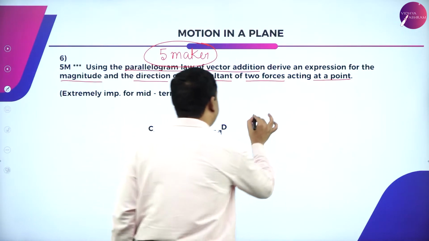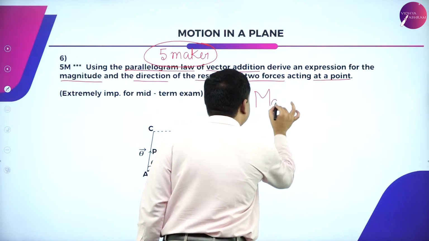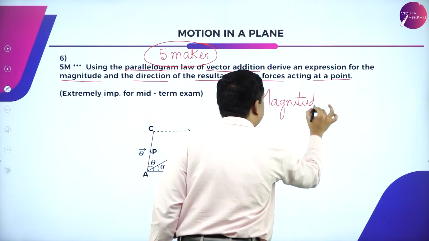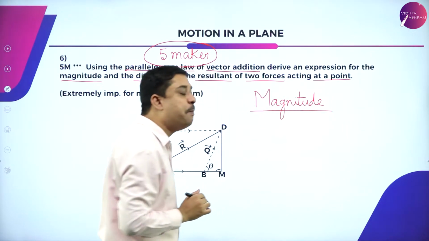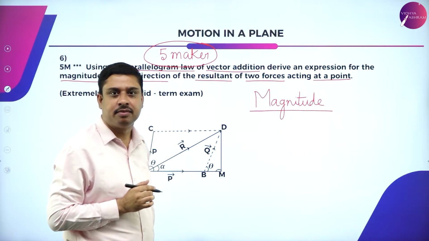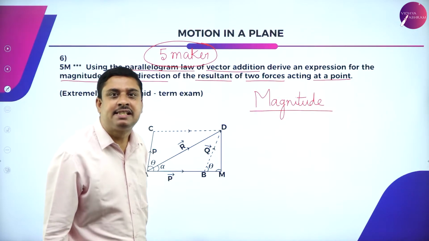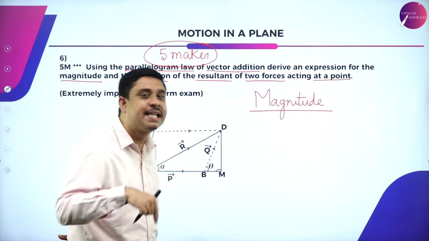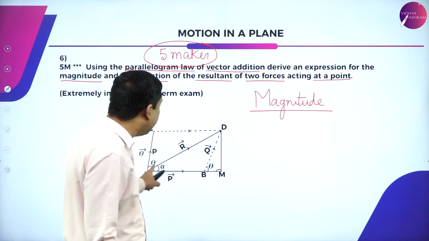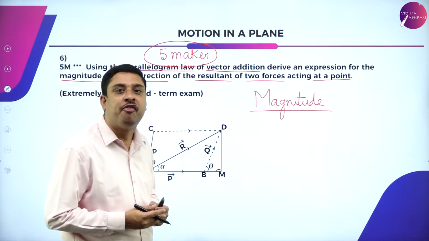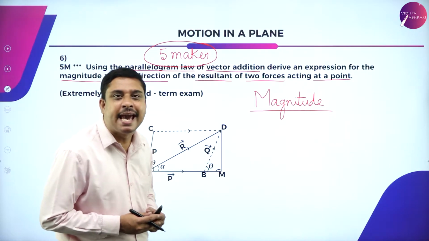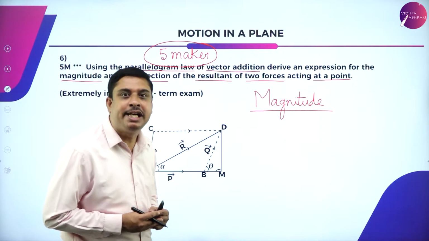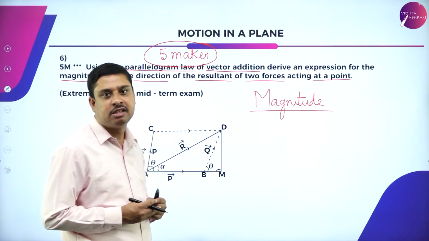Now, to begin with, students, first I will derive an expression for the magnitude of the resultant. We will first get an expression for the resultant in terms of the two forces. So I say magnitude of the resultant of the two forces. Fine.